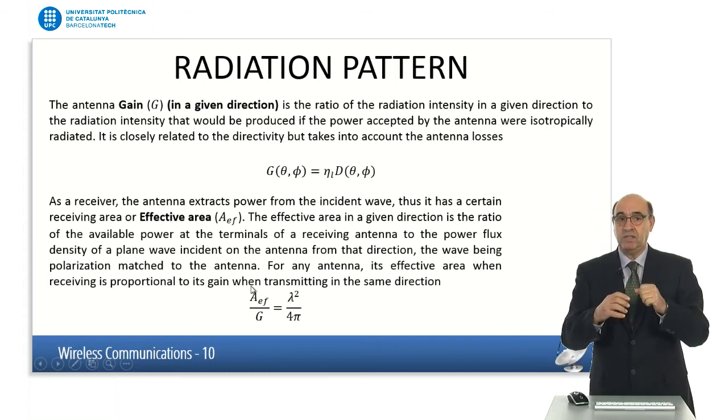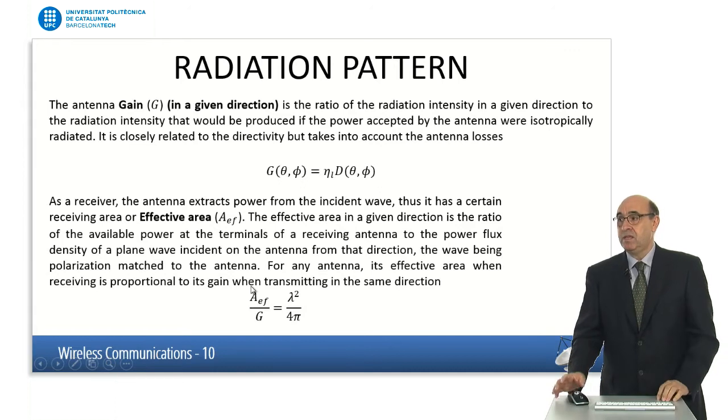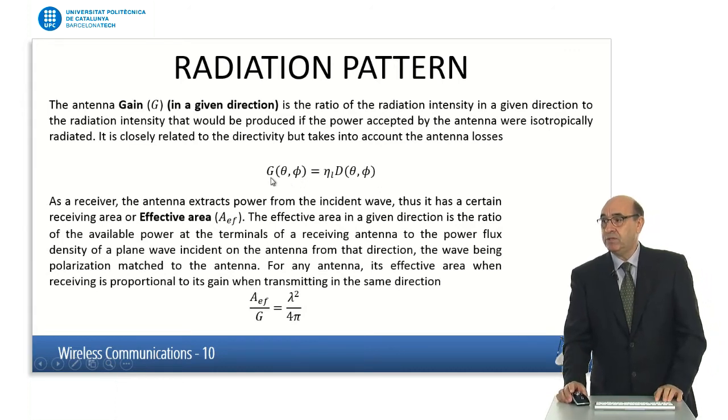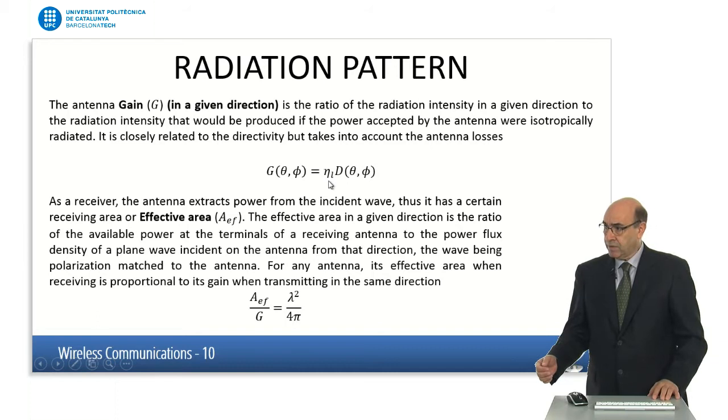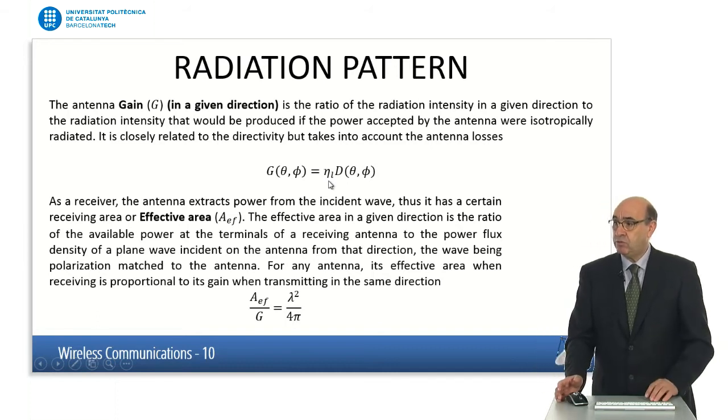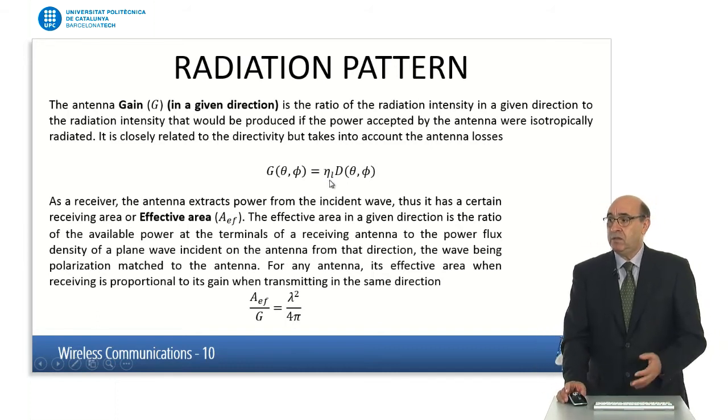if it were isotropically radiated. So those two parameters, gain and directivity, are different only in the antenna efficiency, which is related to the losses. If there are no losses, then gain and directivity are exactly the same parameter.